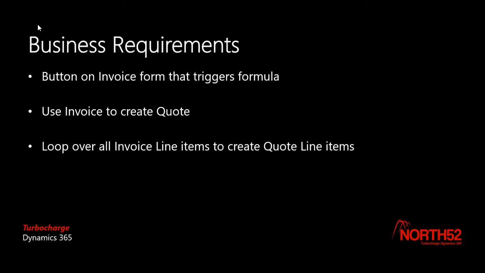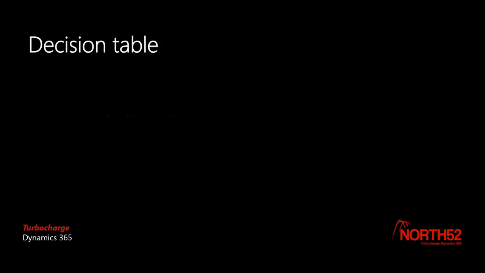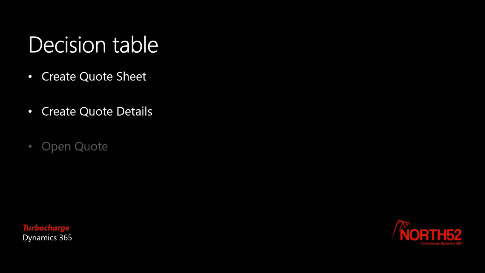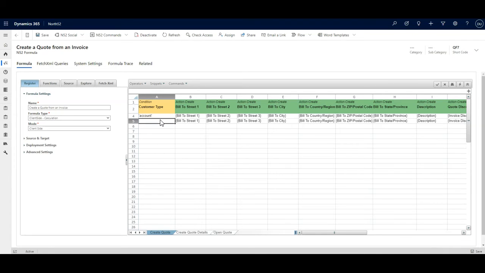created quote header record. To understand how this is done, the decision table can be broken into three sections: create quote sheet, create quote details, and open quote. So let's look at the create quote sheet first.